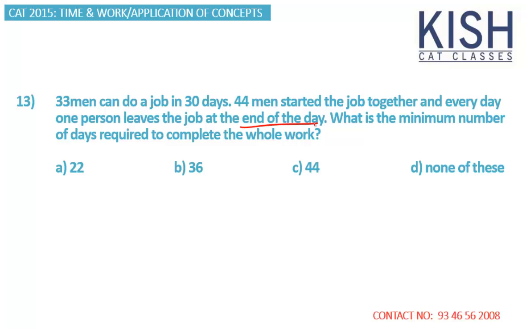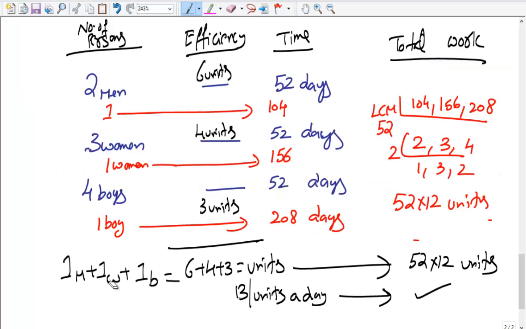What is the minimum number of days required to complete the whole work? Don't try to go from the answer options. Answer options can be misleading, and in fact one of the answer options is none of these. So after trying the first three, A, B, C, you probably may not be able to find the exact one, and then you obviously go to answer option D. Instead of it, we can solve it quite easily.